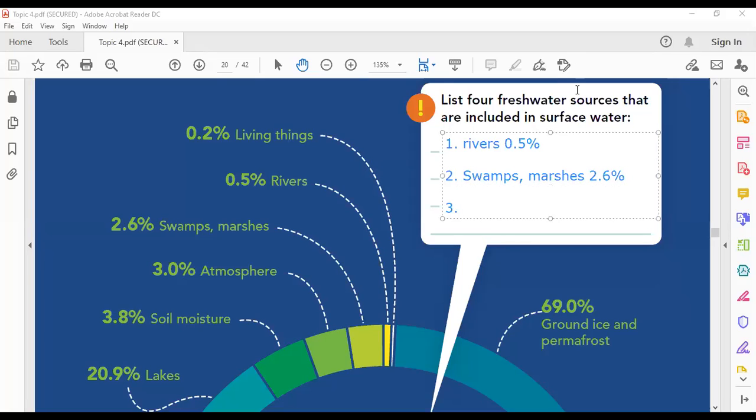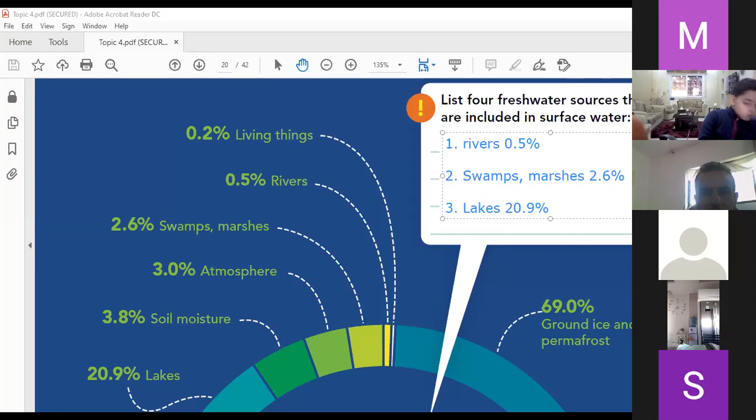Number three, lakes. Lakes, excellent. Can you tell me the percentage of lakes? 20.9. Excellent, Malak. 20.9% of Earth's fresh water on the surface is found in the lakes.